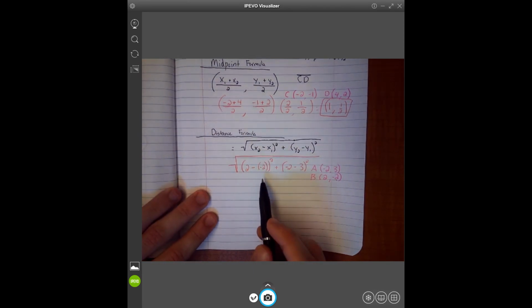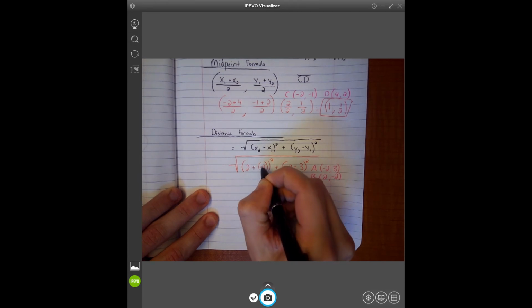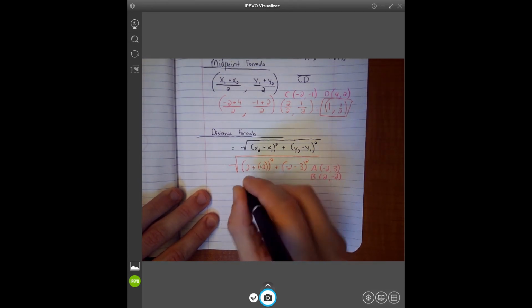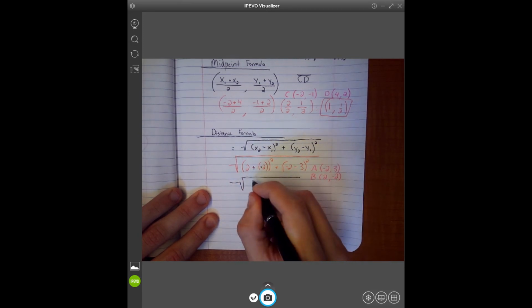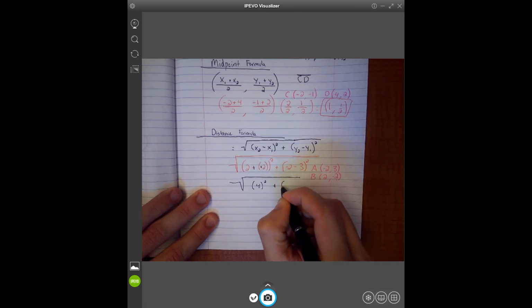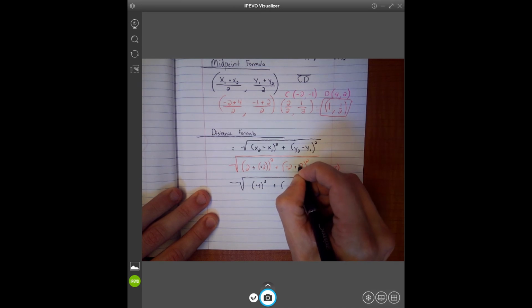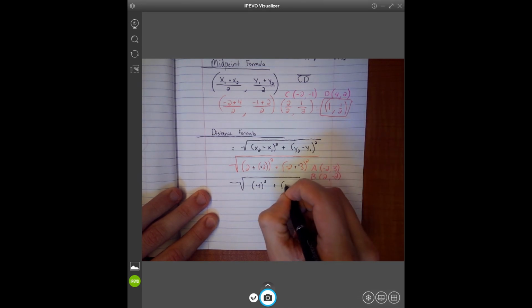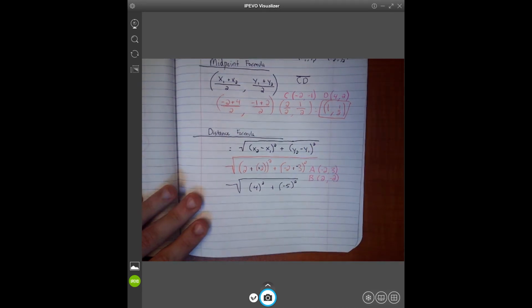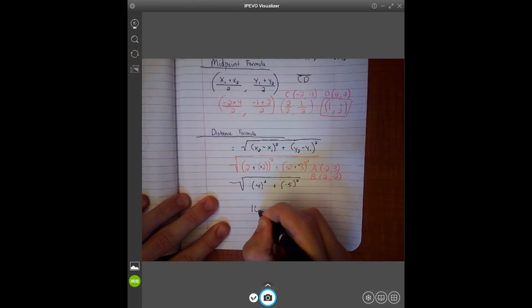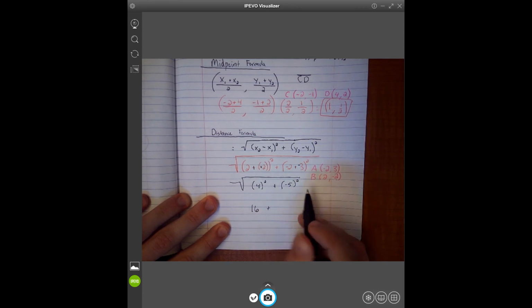Well, 2 minus -2, we are going to add the opposite. So that's 2 plus 2, which is 4. So this is now the square root of everything, 4 squared, plus -2 minus 3, add the opposite. -2 plus -3 would be -5 squared. Simple enough. Hopefully you know 4 squared is 16. -5 times -5 would be 25.